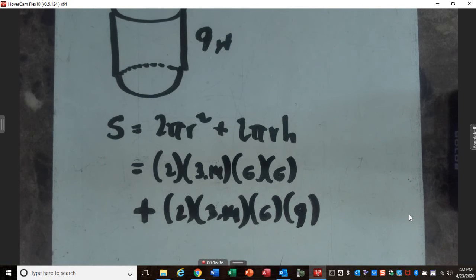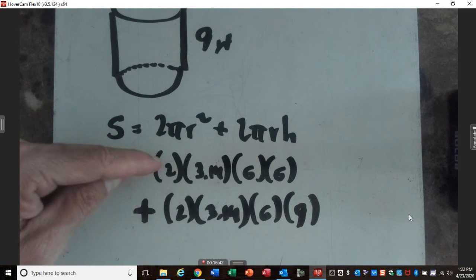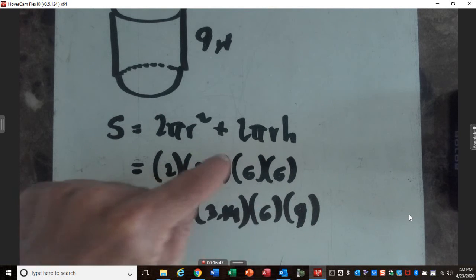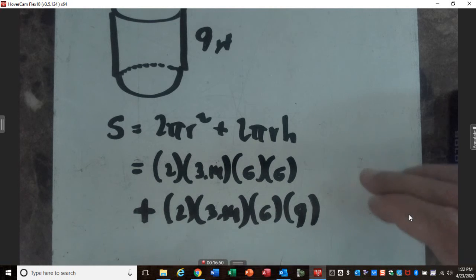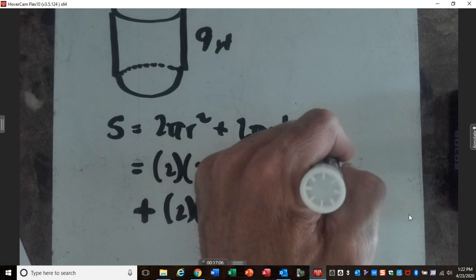Now, the most common mistake students make is right through here when they crunch the numbers. You've got to get this part first. Don't try to do it all at once. Just do this part first, get a number, and then do this part, get a number, and then add those two together. Please make sure you do it that way. So I'm going to take my calculator. Please do the same thing. So we're going to go 2 times 3.14 times 6 times 6, and we're going to get 226.08.